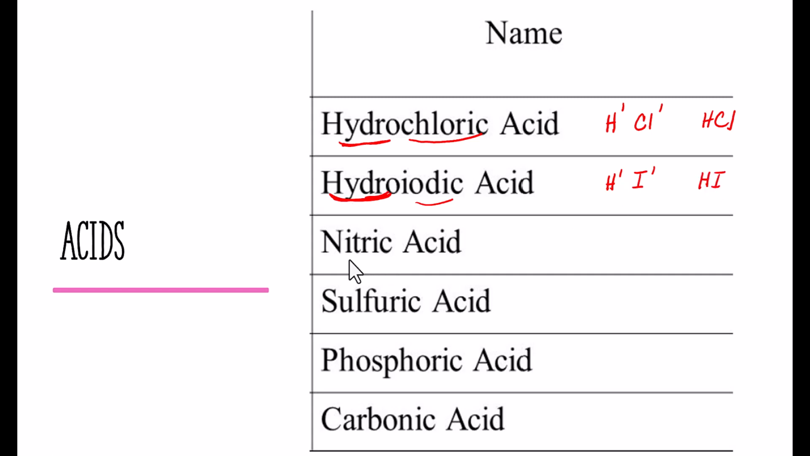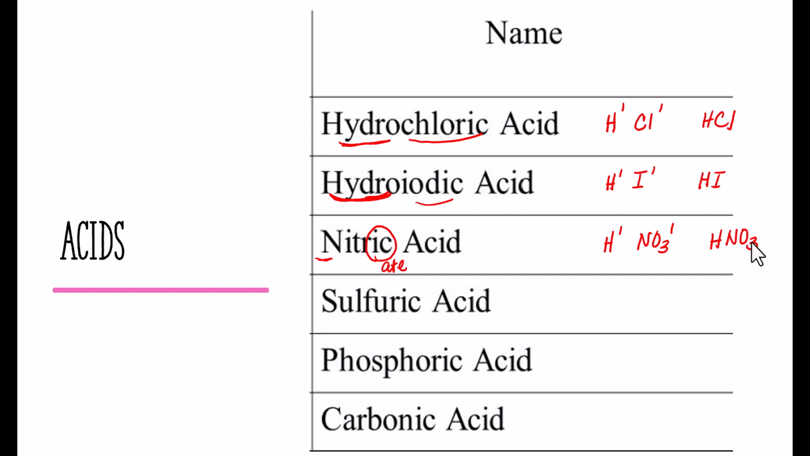Nitric acid. Again, we're going to start with hydrogen, charge of 1. Since there is no hydro, we know this is a polyatomic. It is an ic ending. We know the ending is ate, so this must be nitrate. Nitrate is NO3, charge of 1, crisscross, HNO3. Pause the video, try the last 3 on your own, and then check your answers.